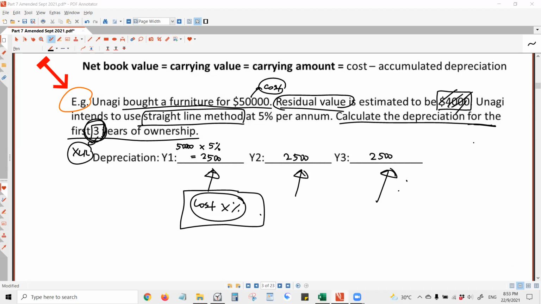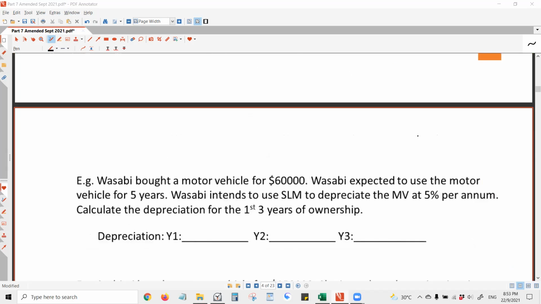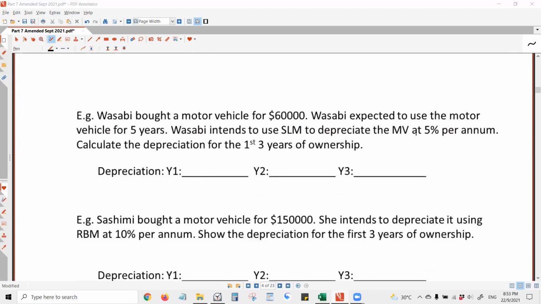I let all of you try one more time. I hope that more of you would participate, based on what I mentioned here. Good question. Next page, you try one more. Wasabi. You calculate for me the year 1, year 2, and year 3 figures. Just do this one. Next one is meant for the other method. Sashimi is meant for the next method. Now you go on and try.